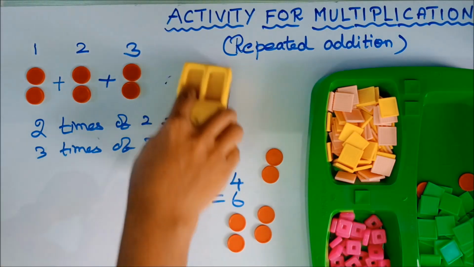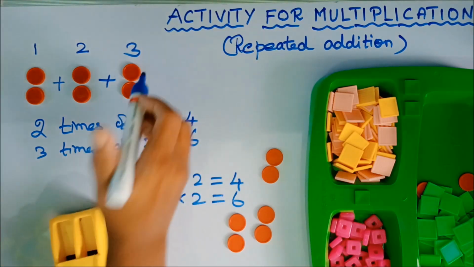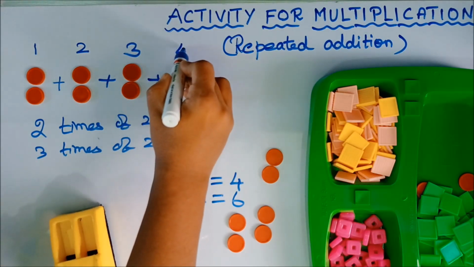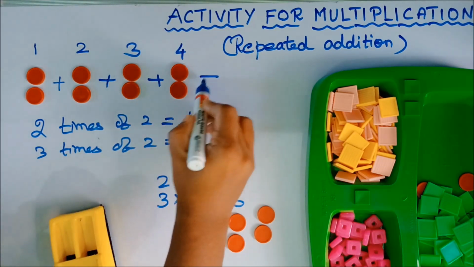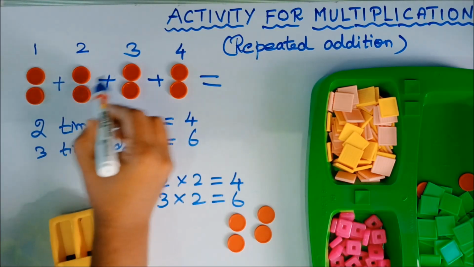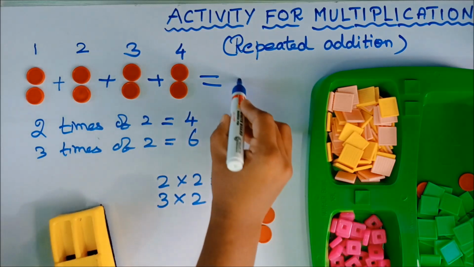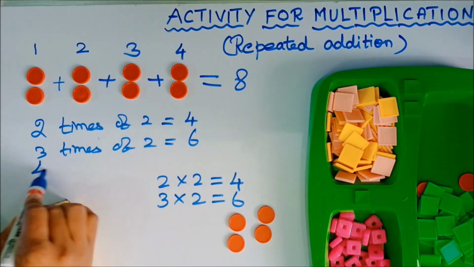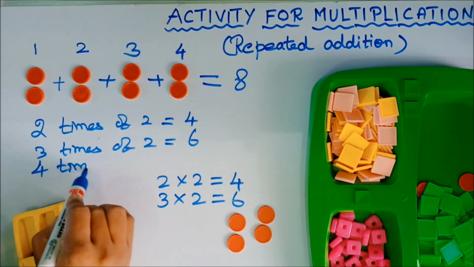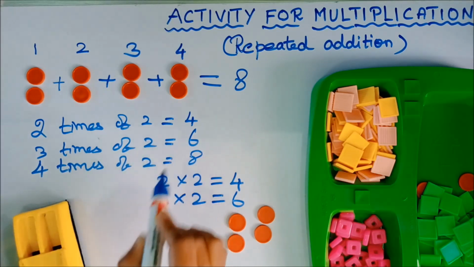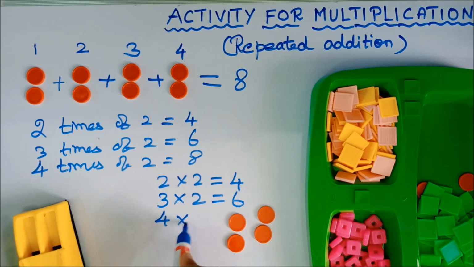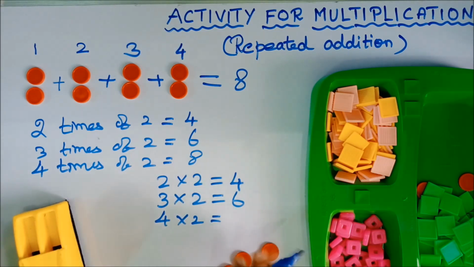Now I am going to add one more set. Okay, so it is my fourth set. Now what is the total number of coins? 1, 2, 3, 4, 5, 6, 7, 8. So we can say if you add 4 times of 2, your answer is 8. So we can write it as 4 2s are 8. Do you understand, children?